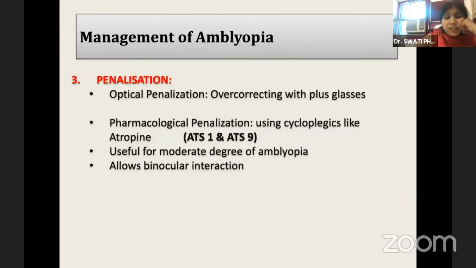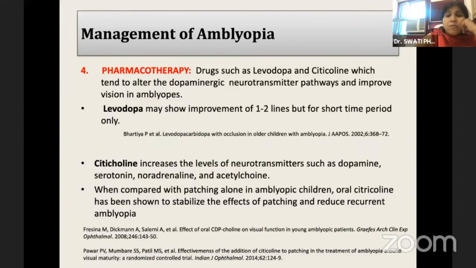Penalization is still considered an option where the patients are not very compliant with occlusion, and is useful only for mild to moderate degrees of amblyopia. It may not work in severe amblyopia. Pharmacotherapy has also been tried in cases which have not responded to regular occlusion therapy, and some kind of vision stabilization has been seen in these cases.